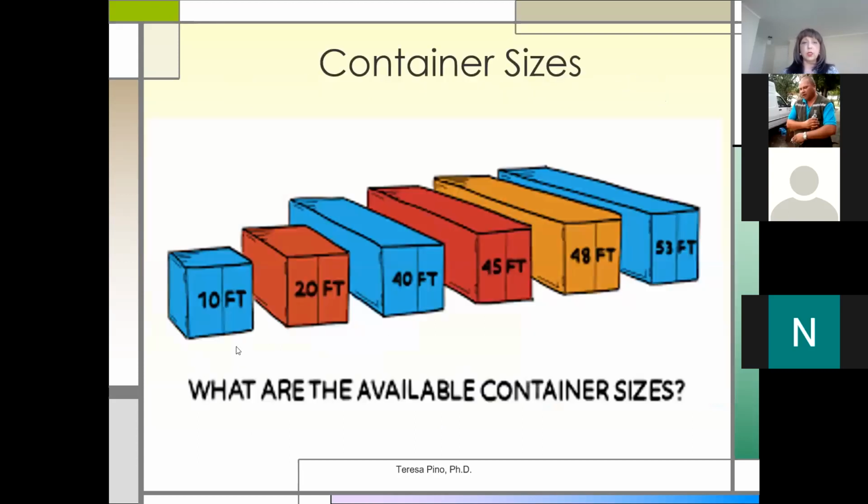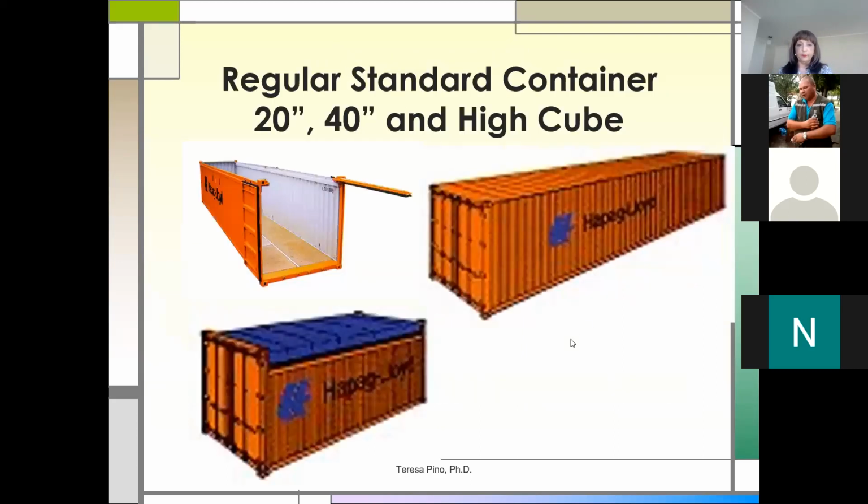These are the container sizes, from very small, like the aluminum container you saw, to the very, very big size container. In the port, they usually call them footers. They don't say 10-foot containers. They say 10-footer, 20-footer, 40-footer. And from that on, those are high cubes. Again, sizes, high cubes.